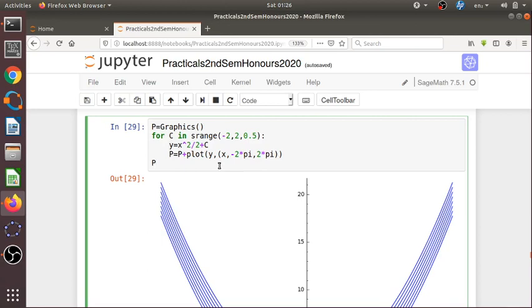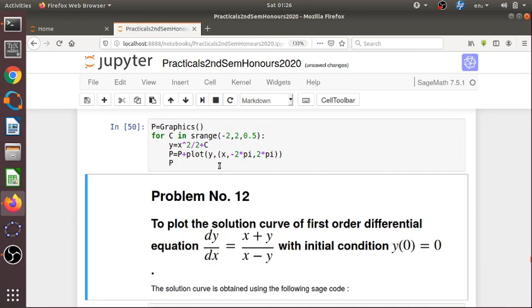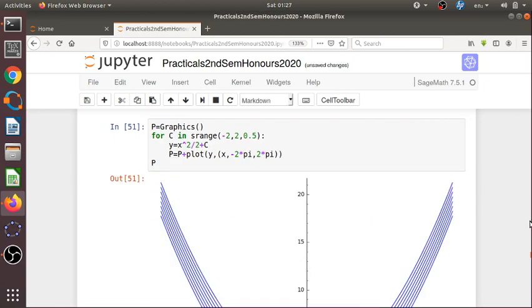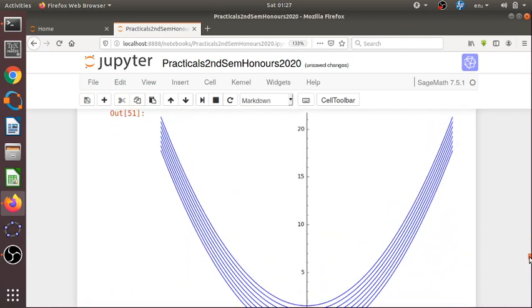The final p has to be written exactly on the same column as the for. So don't write p here. Many of you are writing p here. If you write it here, it is still inside the for loop, so you won't get output here. You have to write it outside, because the graphics p has been calculated within this loop, and we need the final value of p here. Final value of p means the final plot that is obtained. So this is the family of parabolas.